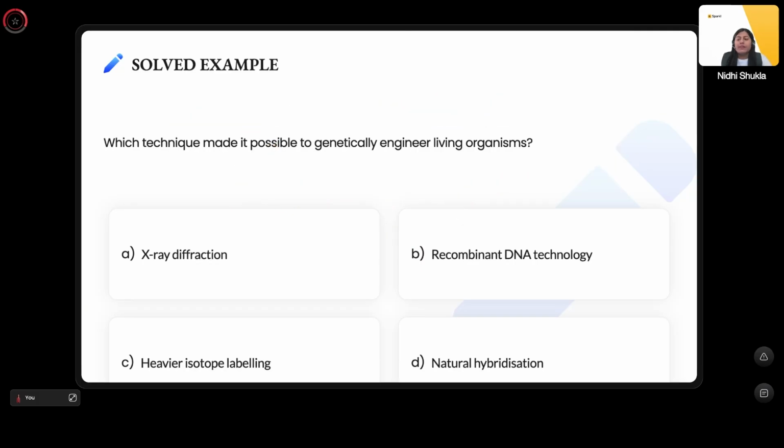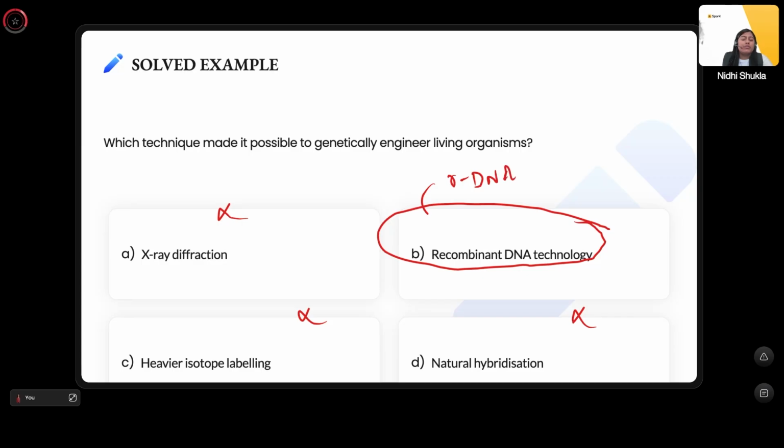Next question. Which technique made it possible to genetically engineer living organisms? This is your recombinant DNA technology. It is not X-ray diffraction, heavier isotope labeling, or natural hybridization. It is recombinant DNA technology. Why is it recombinant DNA technology? Because with the help of recombinant DNA technology, you can actually manipulate the DNA. Okay, this technology allows you to manipulate DNA and RNA of living organisms, and hence you can genetically engineer them.